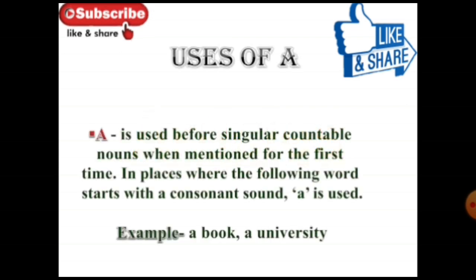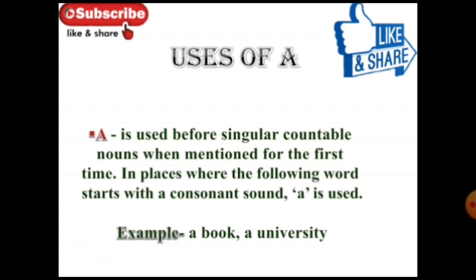So, where is the use of a done? Actually, a is used before singular countable nouns. The noun should be countable and singular too. And there is one more condition: it must be used for the first time. In the sentence or in the paragraph, when the noun is mentioned for the first time, a is used.